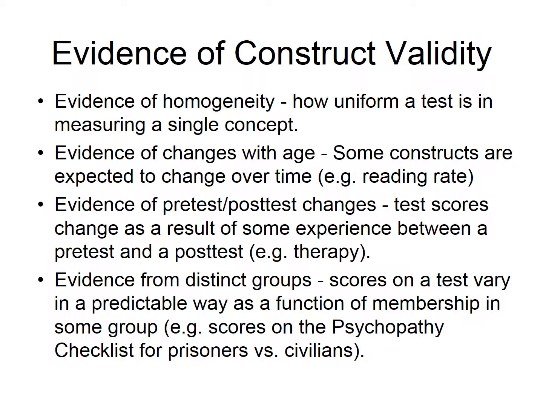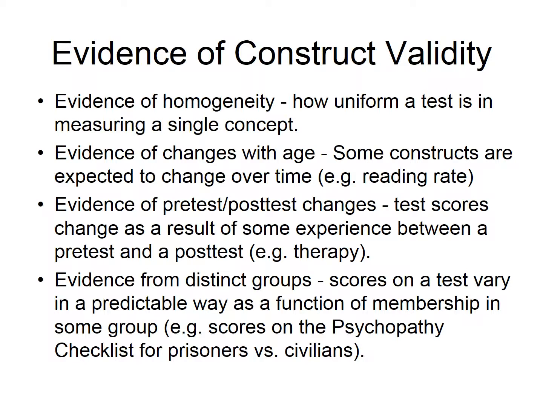Evidence of changes with age. So basically, if we're measuring anything that has expected changes, are we finding those expected changes when we measure it with this scale? So for instance, reading rate. Some constructs are expected to change over time.